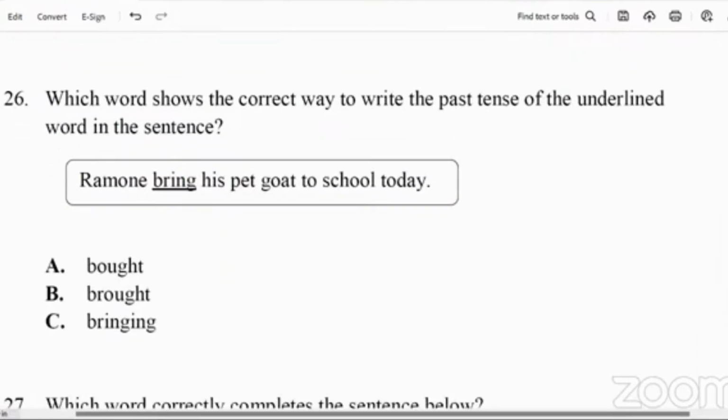All right, question 26. Which word shows the correct way to write the past tense of the underlined word in the sentence? "Ramon bring his pet goat to school today." So which word shows the correct way to write the past tense? What's the past tense of the word bring? That's brought. Okay, so the answer is B, brought. A is actually the past tense of the word buy.